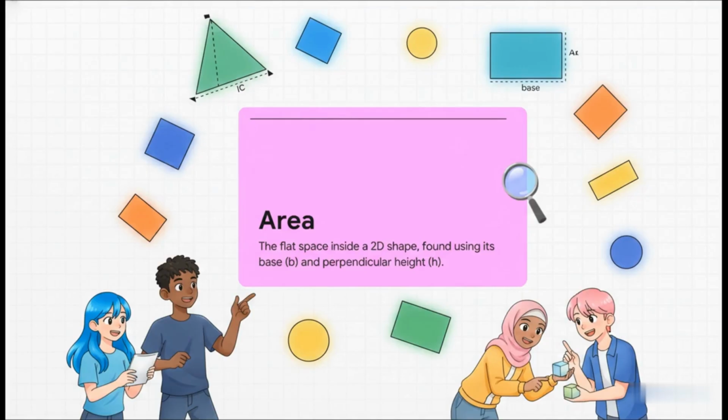Now, to figure it out, we need two measurements. The base, you can think of that as the bottom, and the height. And here is the absolute golden rule. You have to remember this. The height is always perpendicular to the base. That means it makes a perfect 90-degree angle, like the corner of a book.